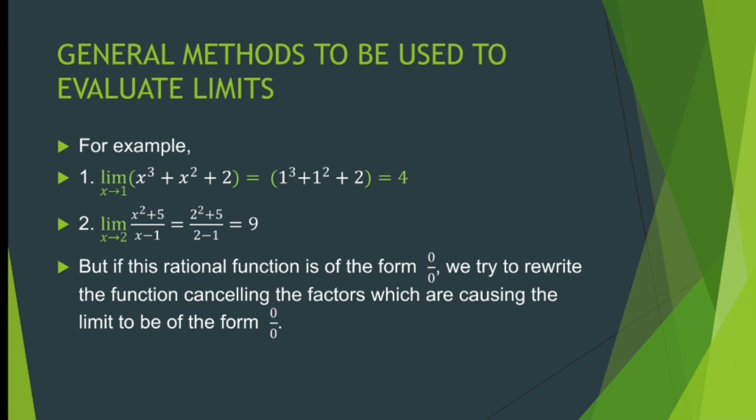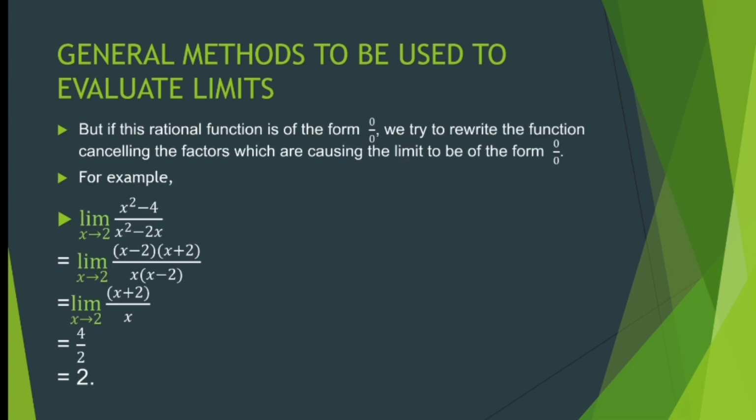But if this rational function is of the form 0 by 0, we try to rewrite the function, cancelling the factors. For example, we choose limit as x tends to 2 of (x square minus 4) by (x square minus 2x). Here, if we put the value of x equal to 2, then we get (2 square minus 4) divided by (2 square minus 4), that is 0 by 0. So, we can rewrite it as limit as x tends to 2 of (x minus 2) into (x plus 2) by x into (x minus 2). So, x minus 2 gets cancelled.